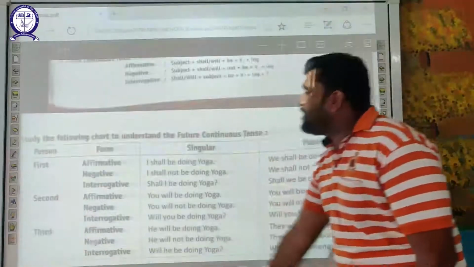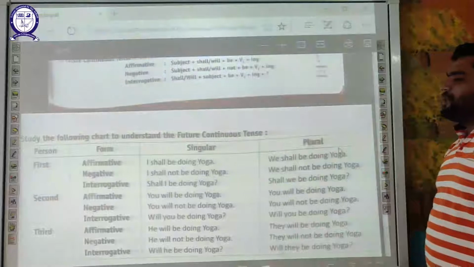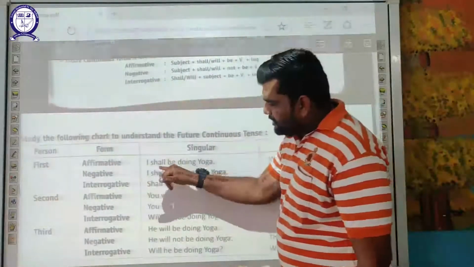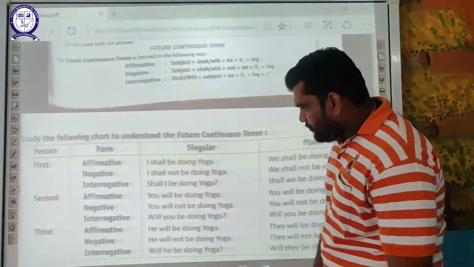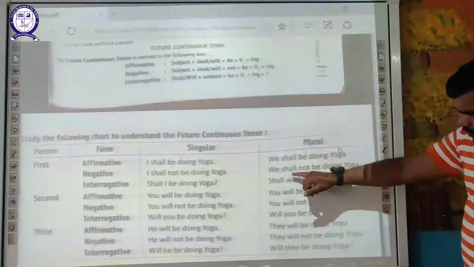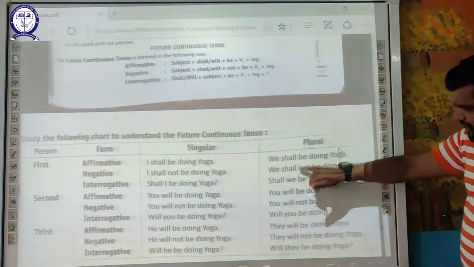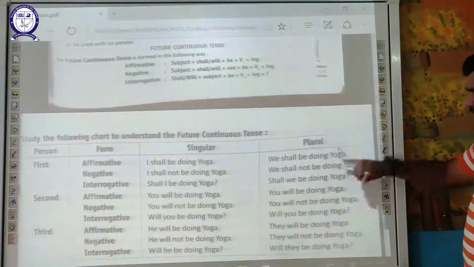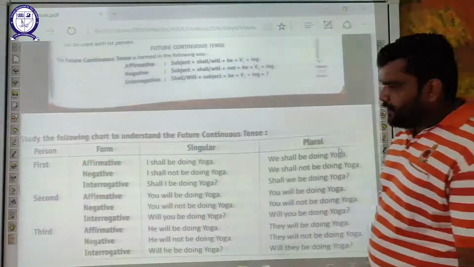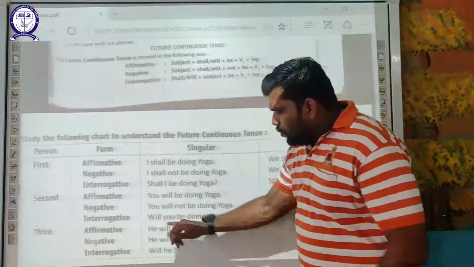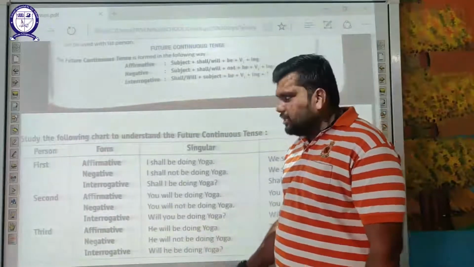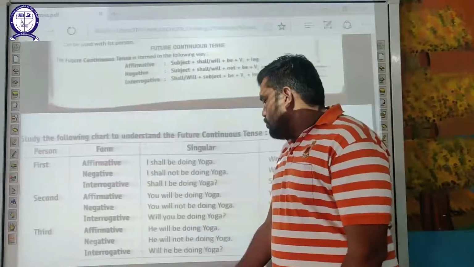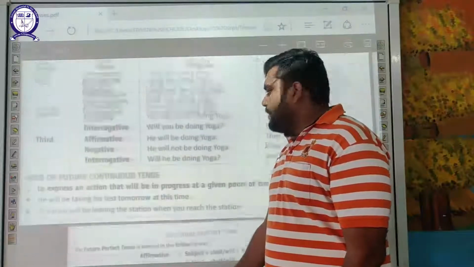Getting some examples now. I shall be doing yoga. Subject plus will/shall plus be plus do plus ing plus object. Negative: we shall not be doing yoga. Interrogative: will plus subject plus be plus do plus ing plus yoga. Okay, will you be doing yoga?